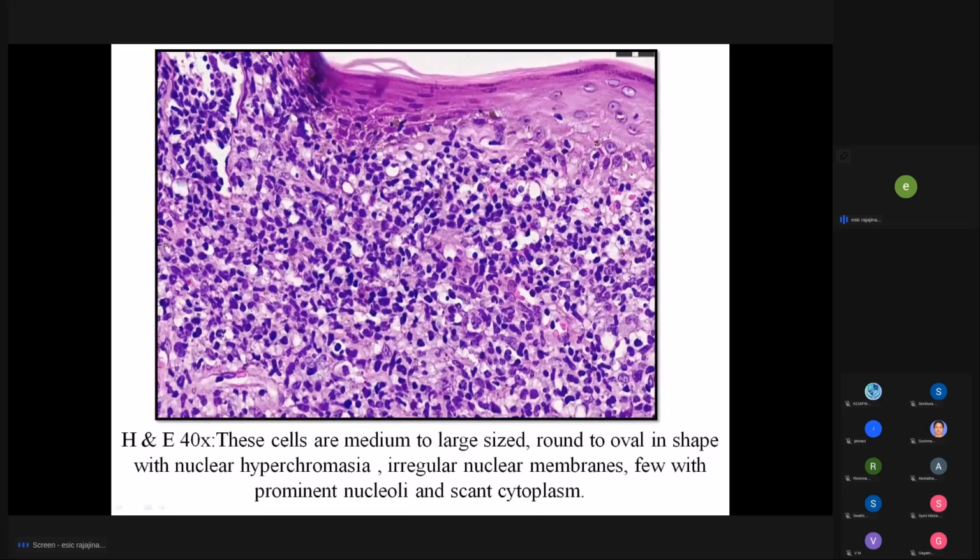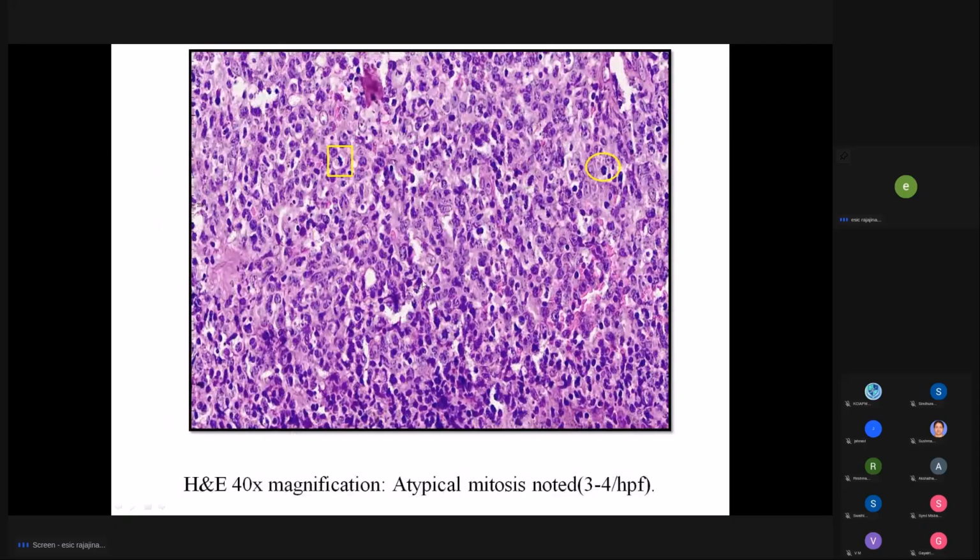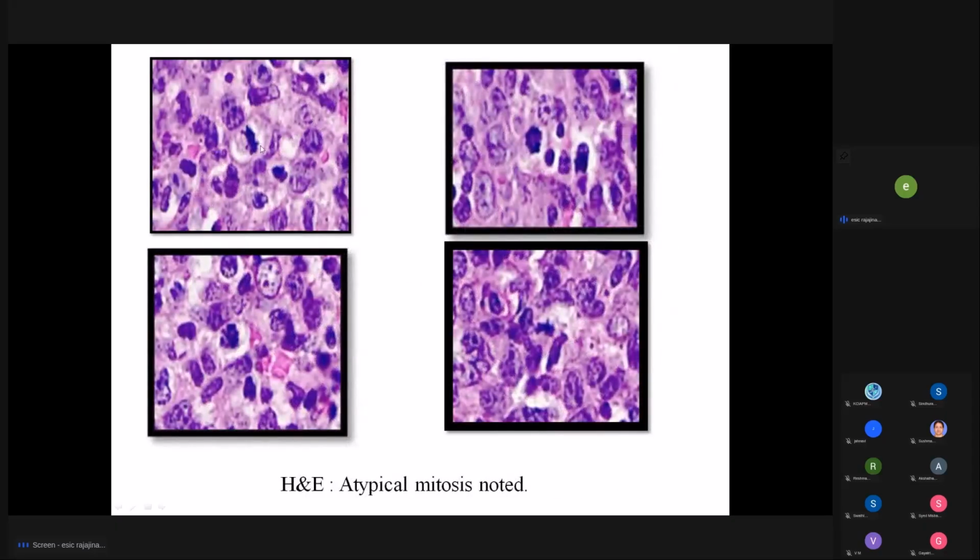These cells are medium to large sized, round to oval in shape, with nuclear hyperchromasia and irregular nuclear membranes, few with prominent nucleoli and scant cytoplasm. The atypical lymphoid cells also display a prominent halo around the nuclei. Atypical mitoses are noted, 3 to 4 per high power field. Some caterpillar-like atypical mitoses are noted.